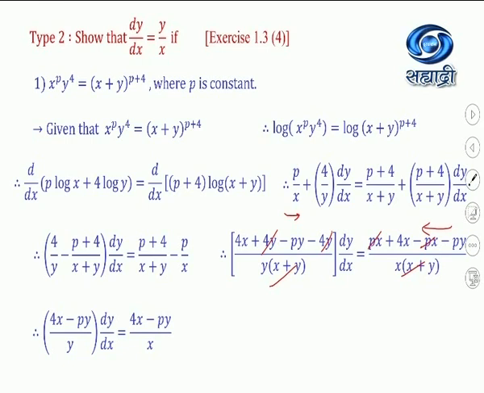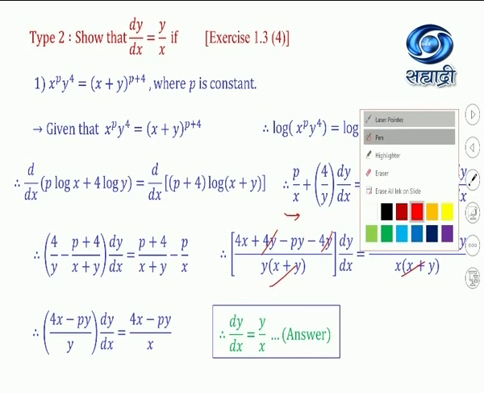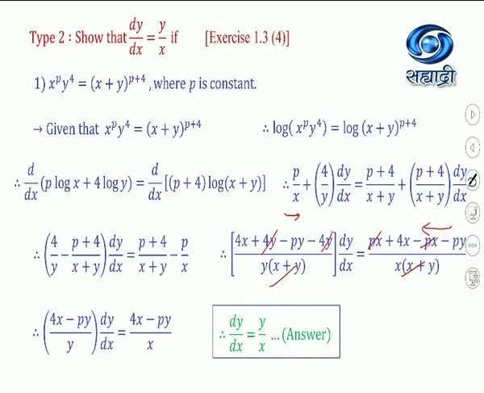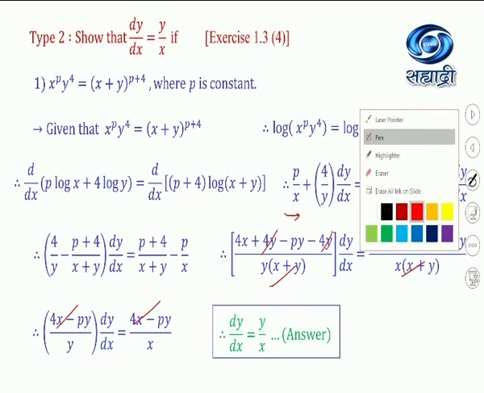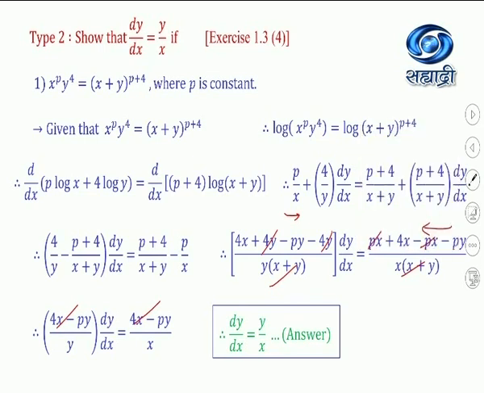And now what do we write? dy by dx equals, see here, again I say that 4x minus py gets cancelled from both the sides. Now take this y from the left hand side to the right hand side. What do we get? Take this y on the right hand side, it becomes the numerator and we get y upon x as our answer. Now this is a very nice example.